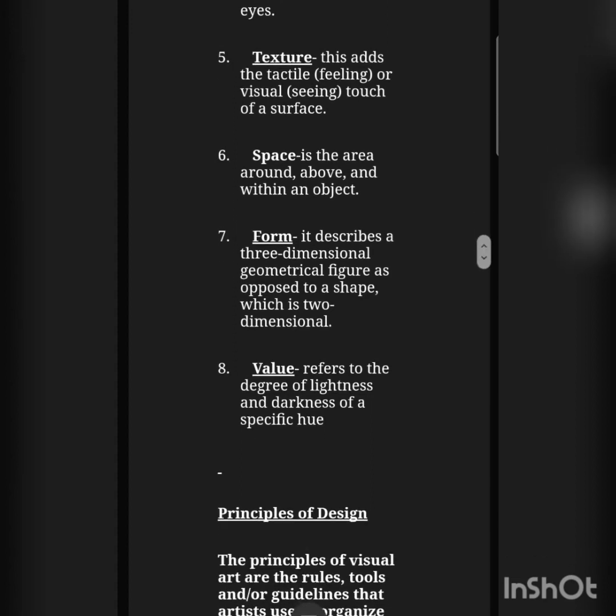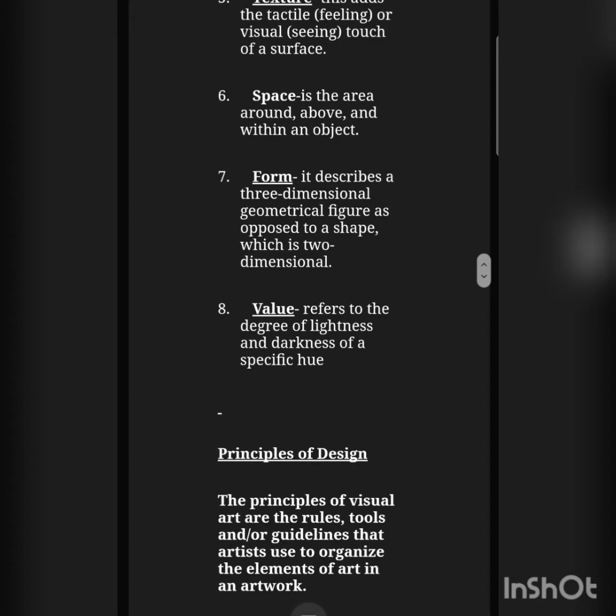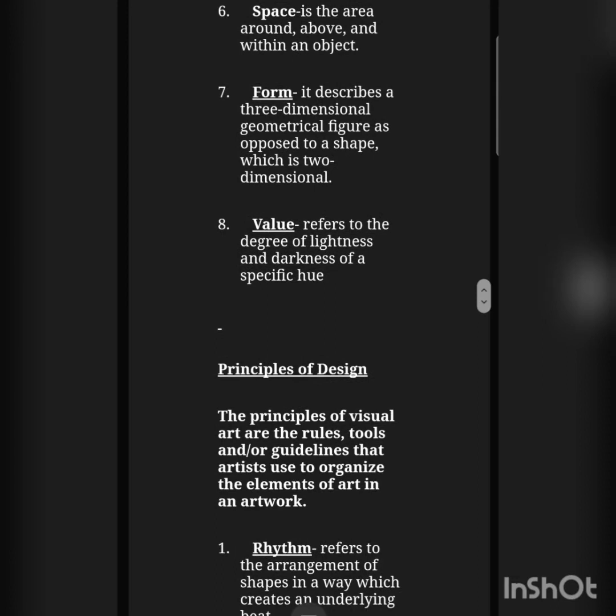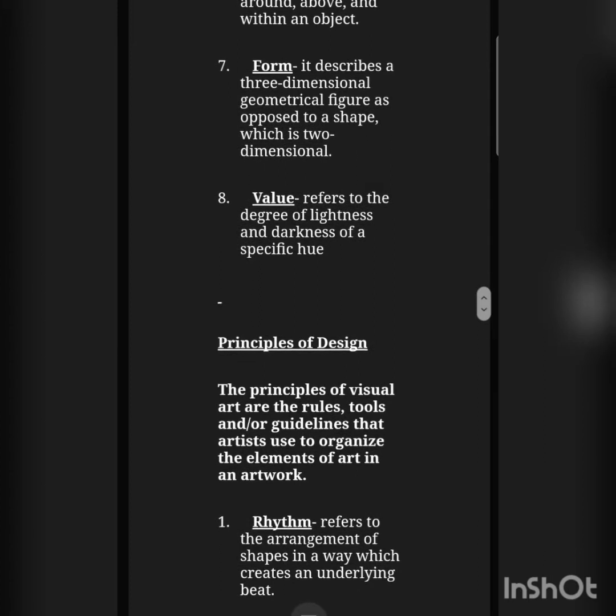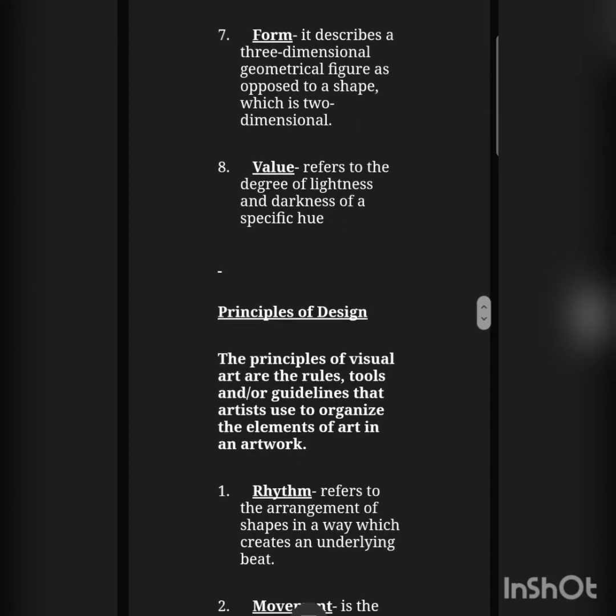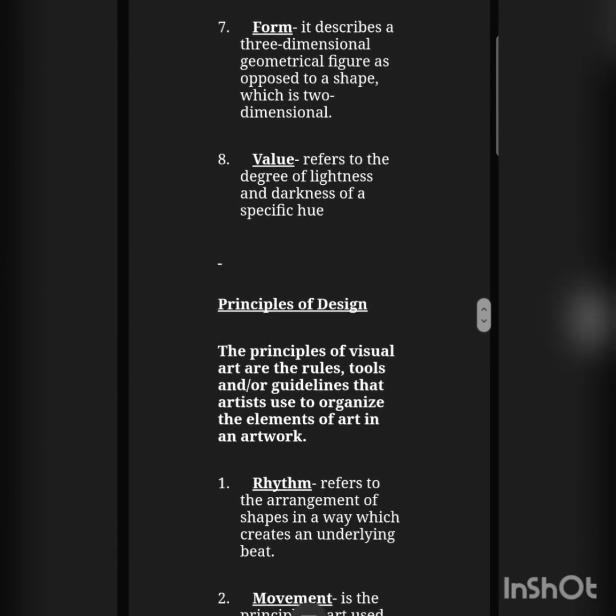Texture, this has to do with either tactile, which has to do with you feeling something, or visual, which has to do with you seeing something. Then now we want to move on to space, and with just texture right there, that has to do with surfaces, how they look or how they feel. Space has to do with the area around, above, and within an object, right? Now form, this is a three-dimensional geometrical figure as opposed to a shape which is two-dimensional. So form, you can see it from different angles, all right?